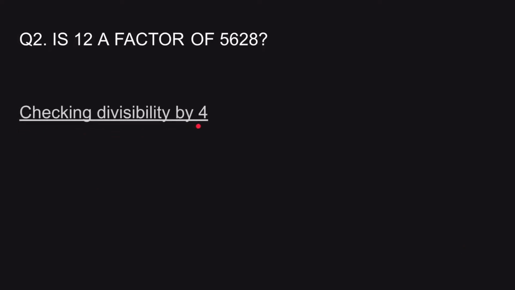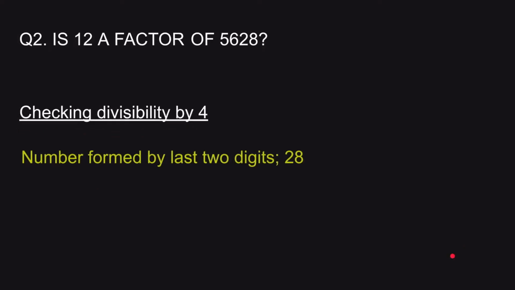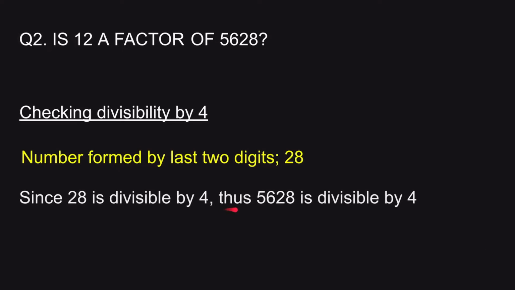Checking divisibility by 4. For 4, we have to take out the last 2 digits, that is 28. Number formed by the last 2 digits is 28. Now we'll check whether 28 is divisible by 4 or not. 28 is divisible by 4. Thus, 5628 is divisible by 4. 5628 is divisible by 3 and divisible by 4. Therefore, 12 is a factor of 5628.